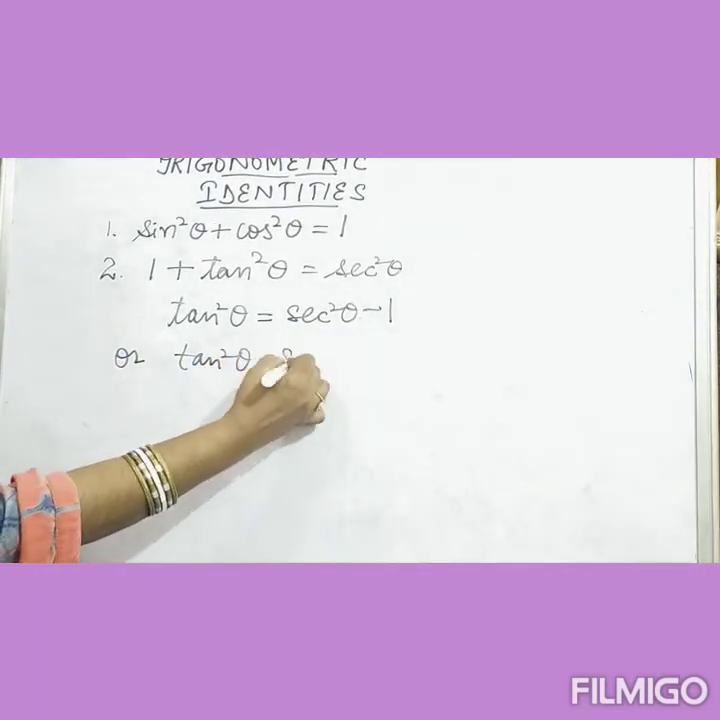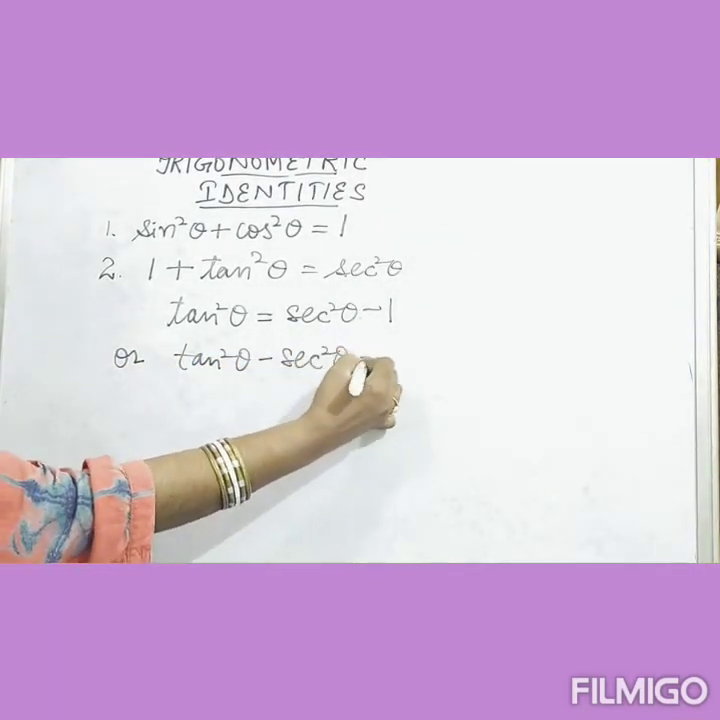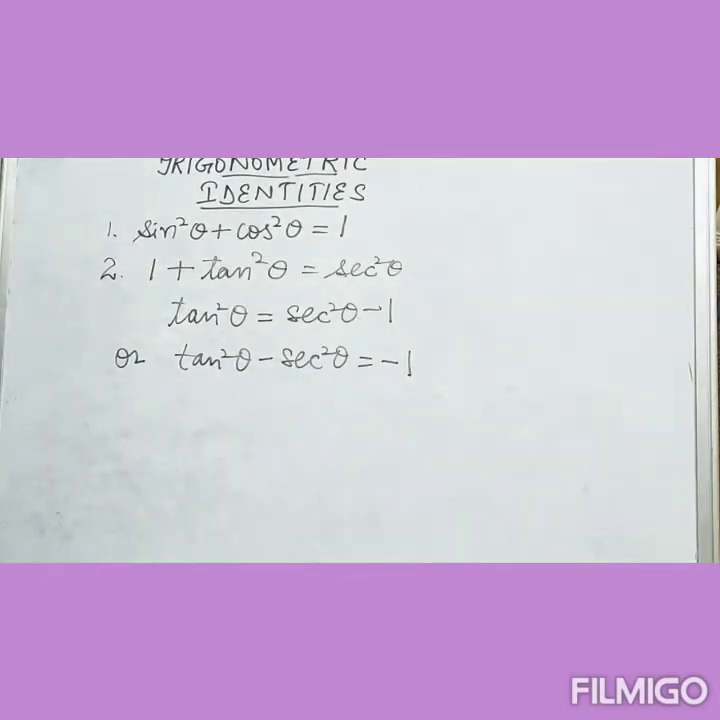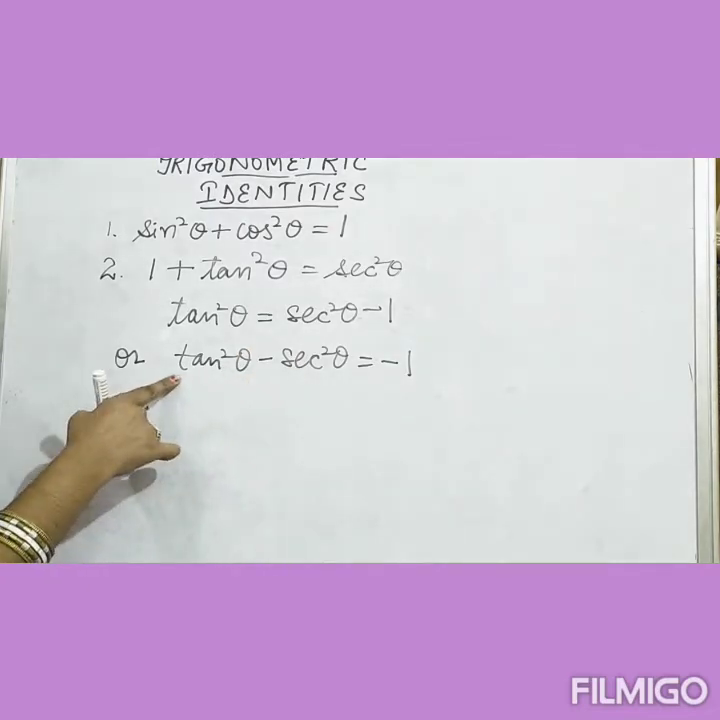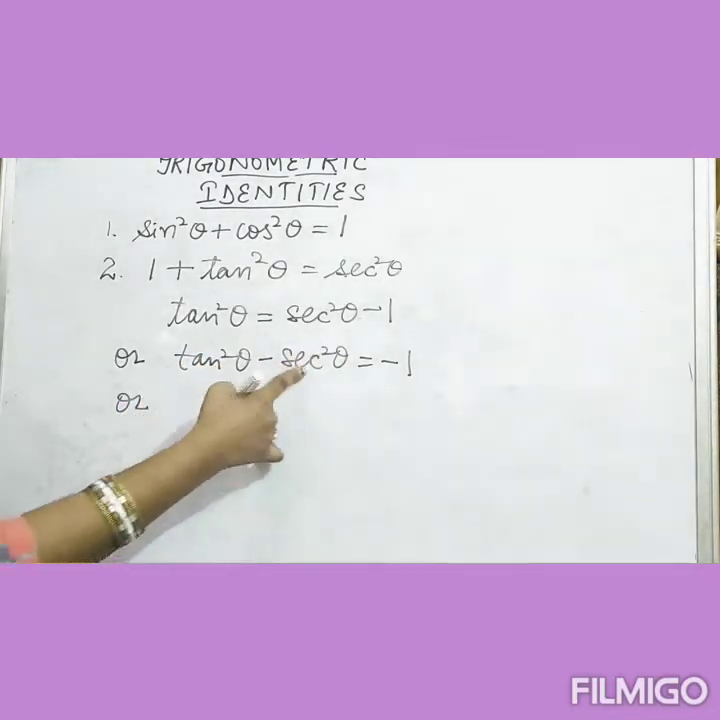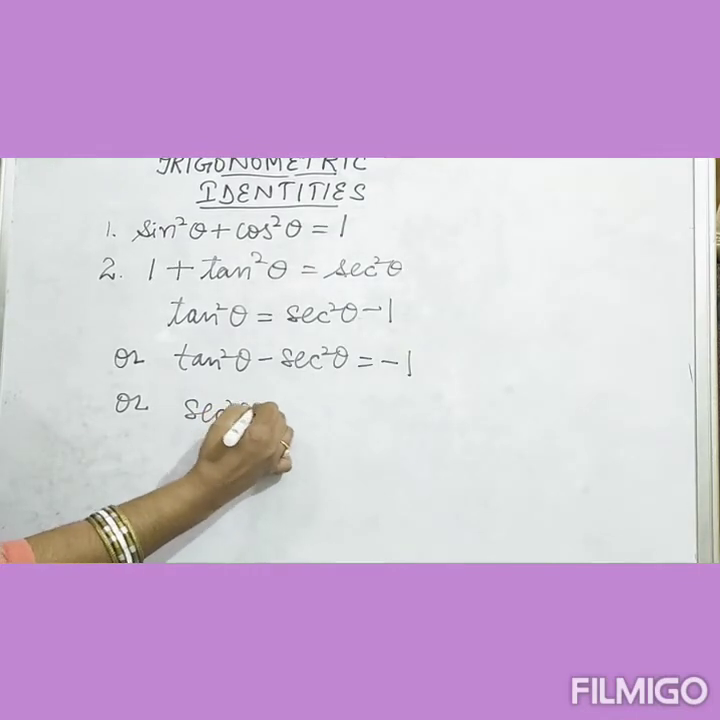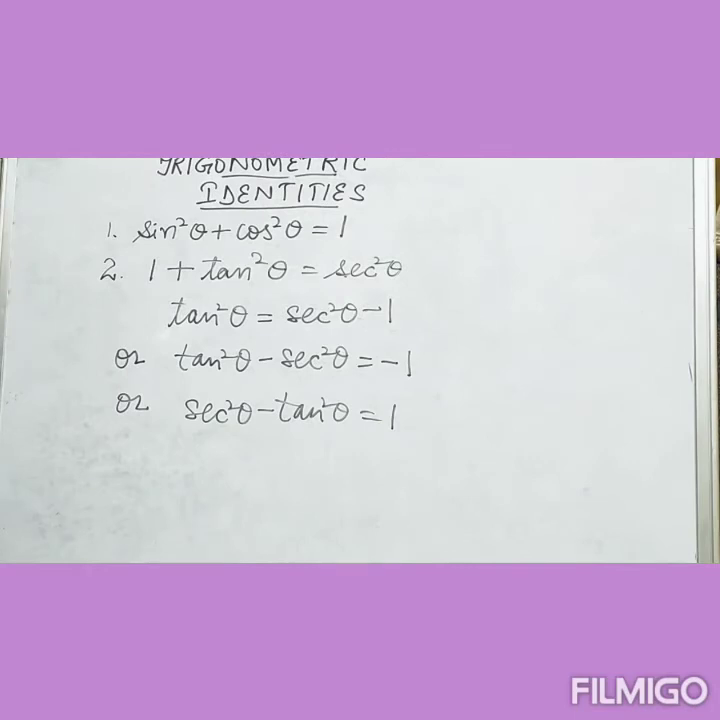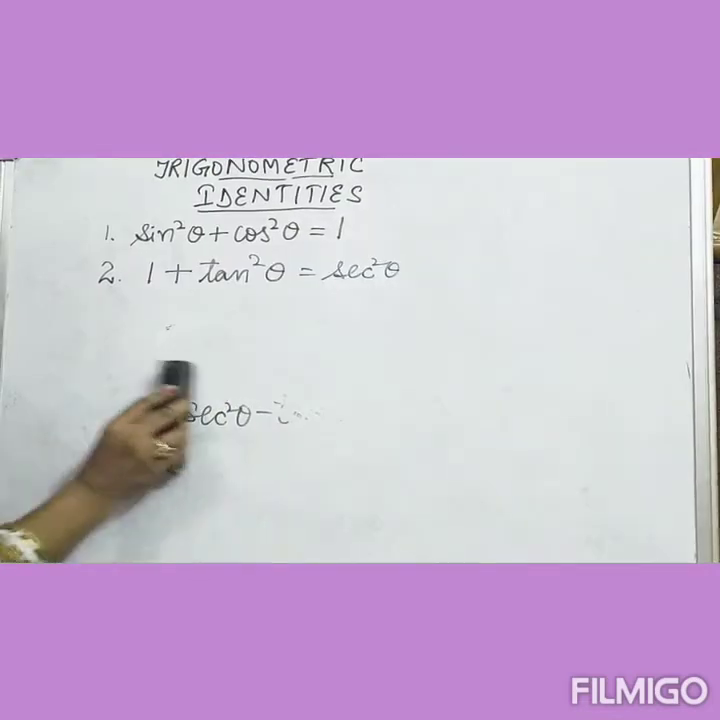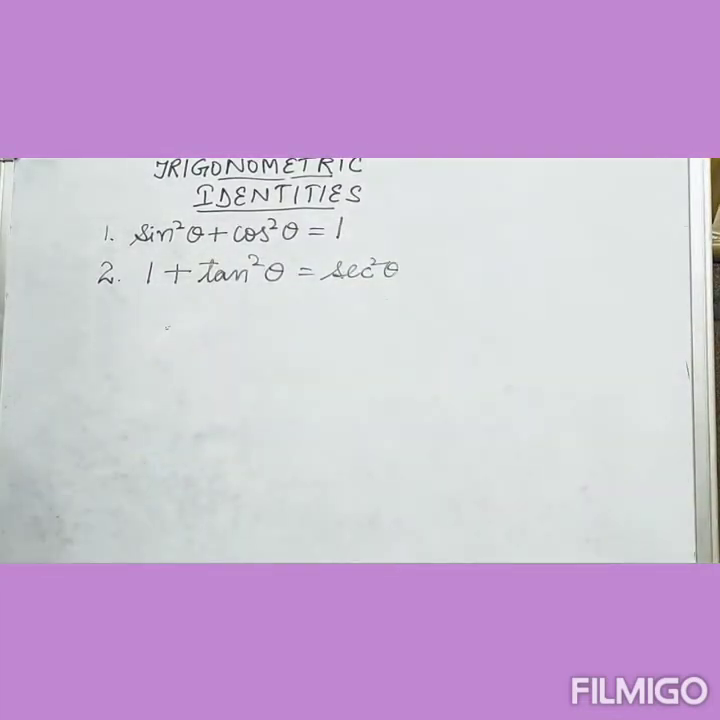or we can write it as tan square theta minus sec square theta equal to minus 1, or if I just take the minus common and cut it with this, I'll get sec square theta minus tan square theta equal to 1. So in any way you can write the second identity. So this is the second identity. Now we'll move towards the third identity. What is that? Let me show you.